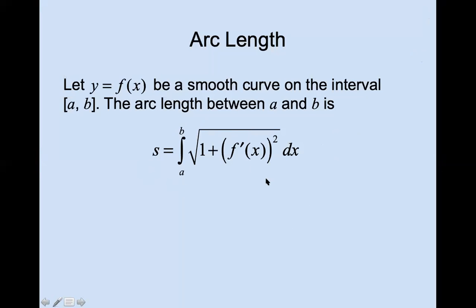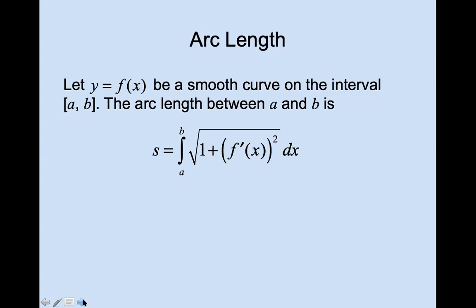So in this first slide, we have the formula for arc length. And you can also have the arc length with respect to y, and that's in your notes. So we have a smooth curve. Notice it doesn't have any sharp corners, no breaks in the graph at all. So it's a smooth curve on the interval AB, and then this is our arc length formula. We're going to be taking our function, finding the derivative, squaring it, adding it to 1, taking the square root, and then finding the antiderivative.